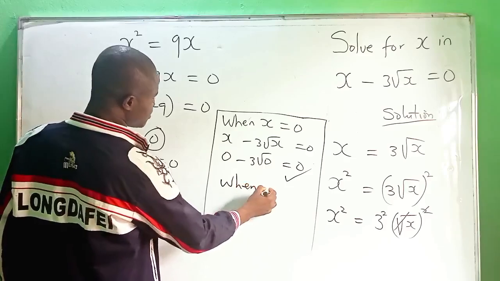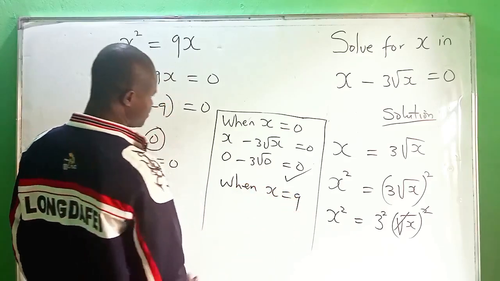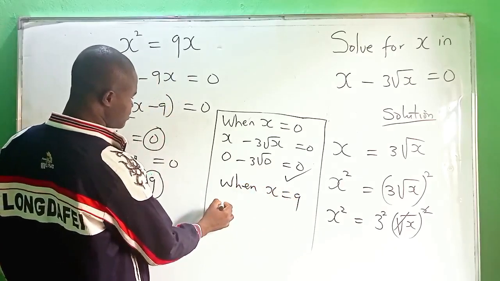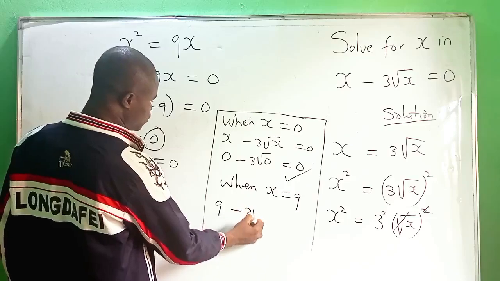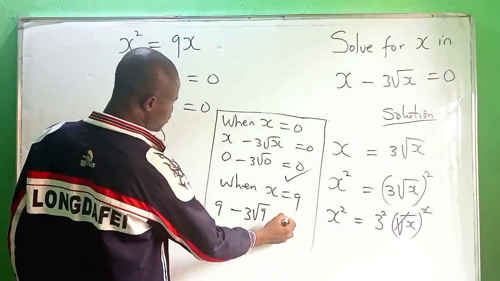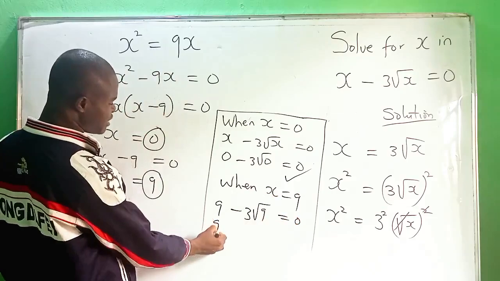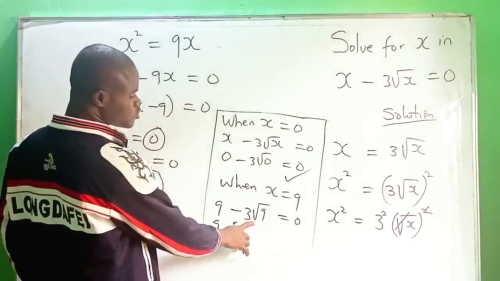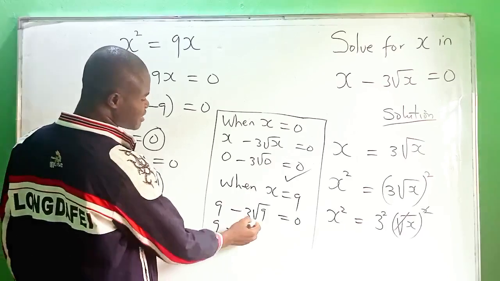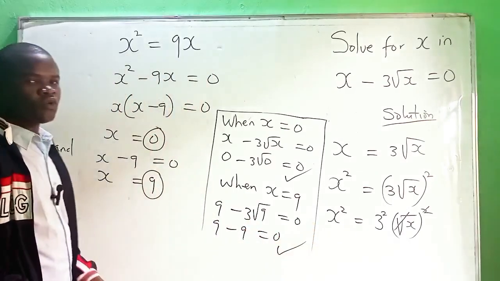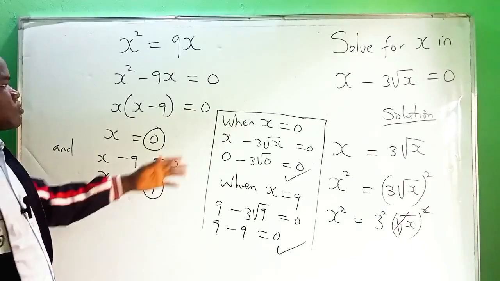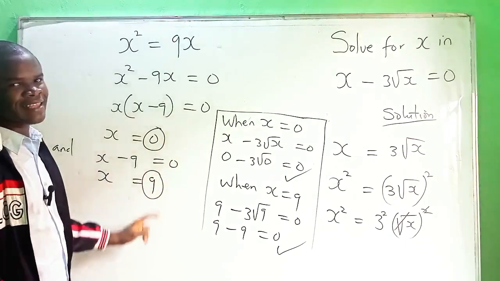Also, let's verify when x is equal to 9. When x is equal to 9, that is 9 minus 3 root 9 equal to 0. Let's verify. This is 9 minus 3. Square root of 9 is 3. So 3 times 3 is 9, equal to 0. Still very correct. So the two solutions to this question are 0 and 9.